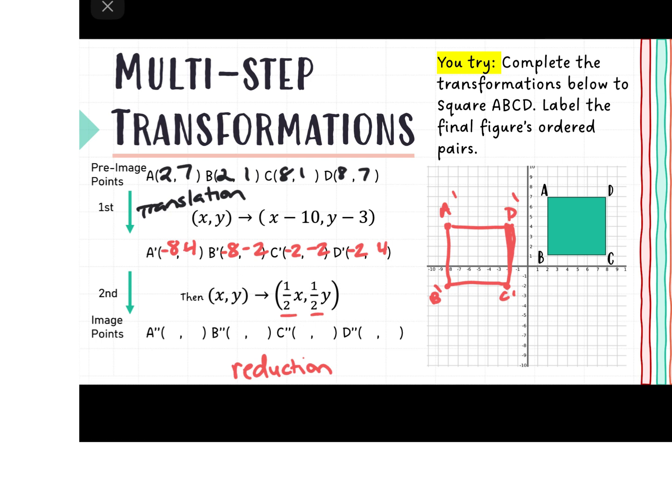So let's do that. Let's find our ordered pairs and then plot them. So -8 times 1/2 is -4. 4 times 1/2 is 2. -8 is -4. -2 is -1. So (-4, 2), (-4, -1), (-1, -1), and (-1, 2). All right, so I just multiplied all of those previous coordinates by 1/2. Divided them by 2.